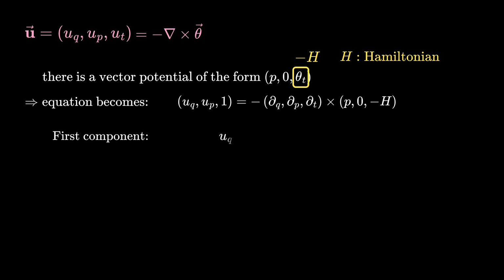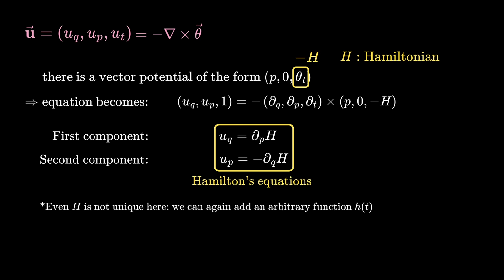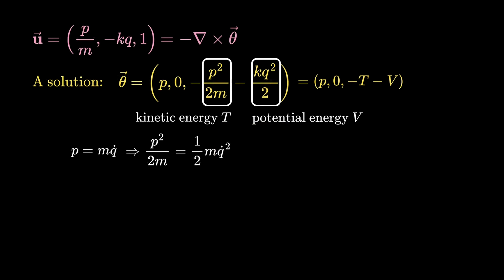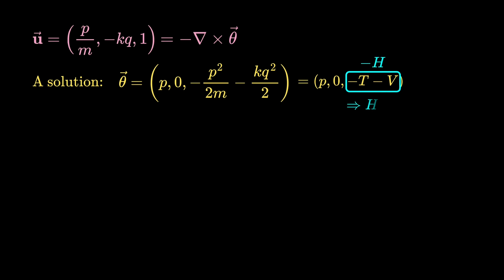To solve for h, just look at the first and second components of this curl equation. This set of equations is known as Hamilton's equations. In this case, we use them to solve for h. The vector potential I presented for the mass spring system was found this way. It also means the Hamiltonian for this system is T plus V, the total energy.